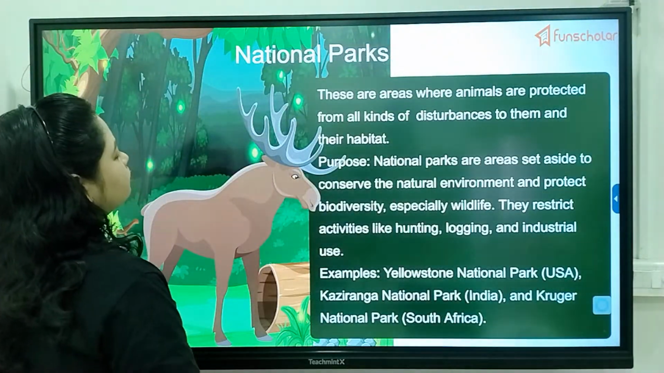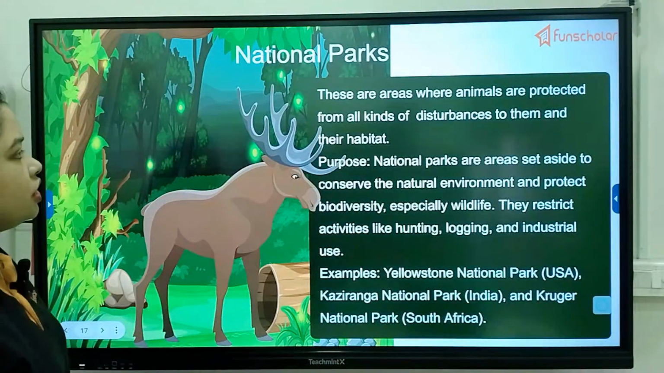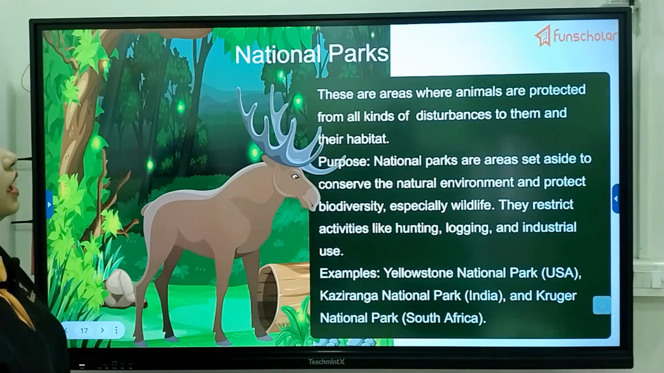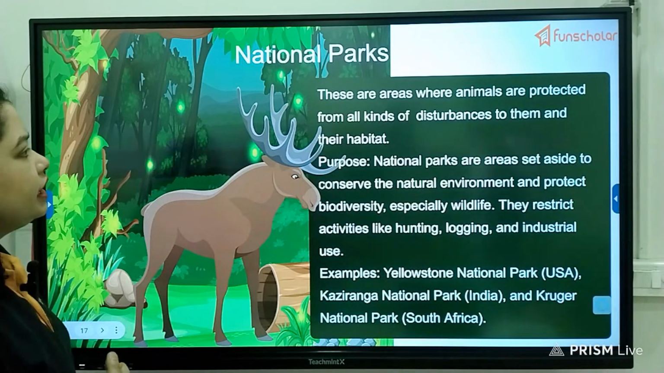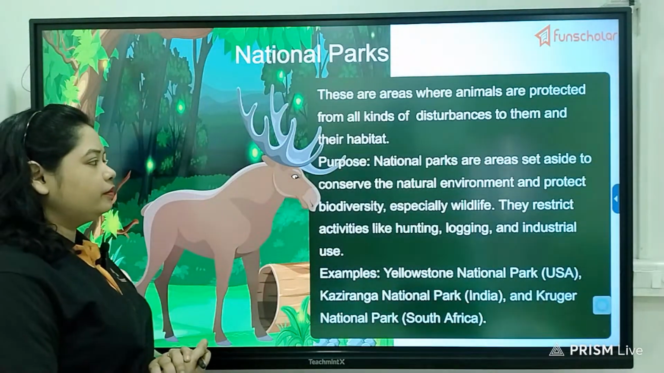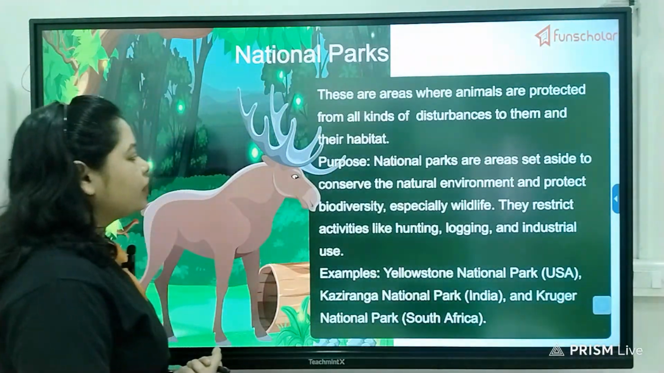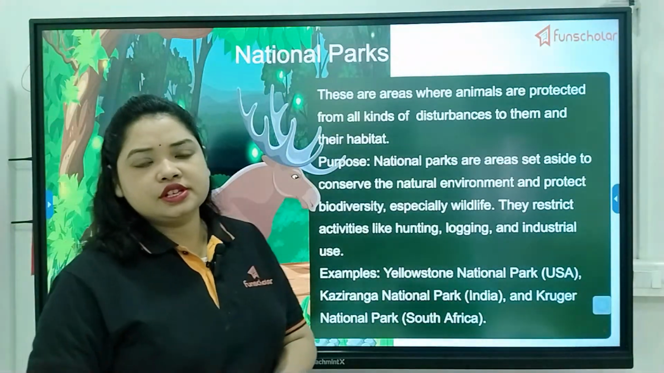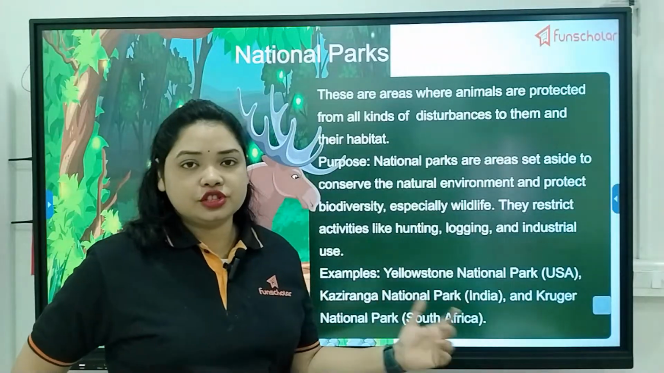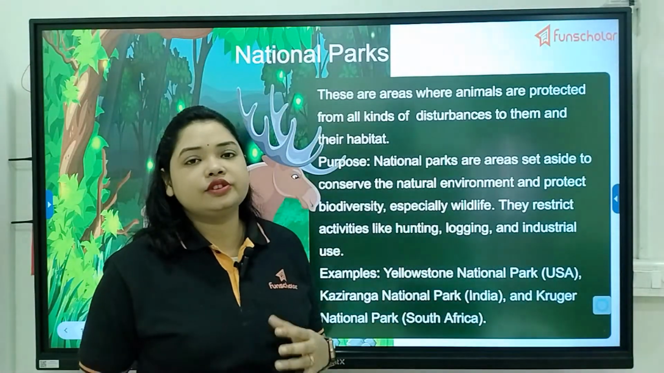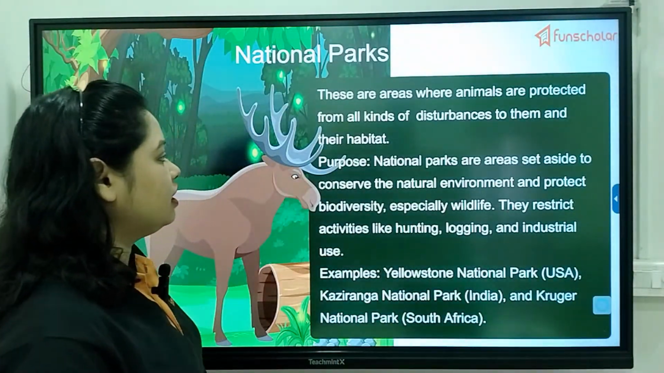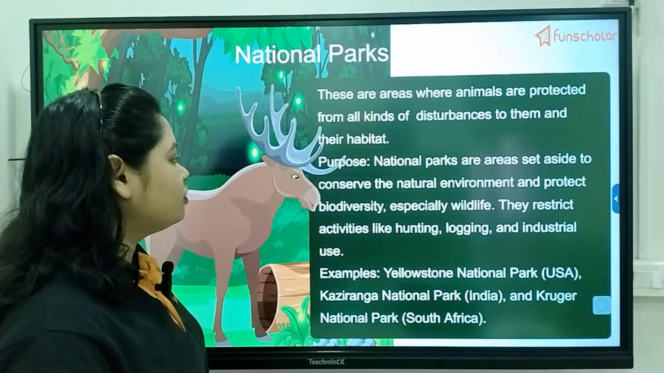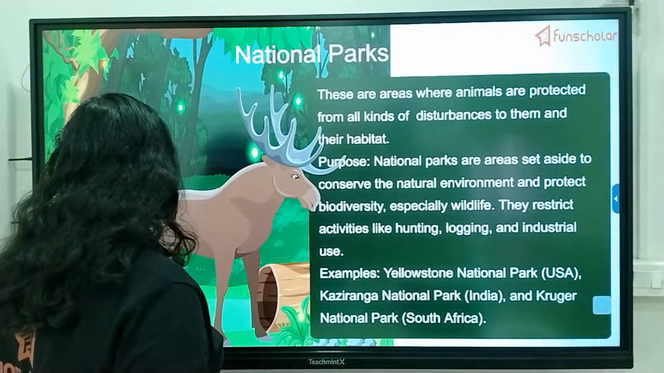So as you can see, now about national parks, these are the areas where animals are protected from all kinds of disturbances to them and their habitat. You cannot do the deforestation process, you cannot hunt them, poach them illegally. Everything is strictly prohibited in that area. They are set aside to conserve the natural environment.